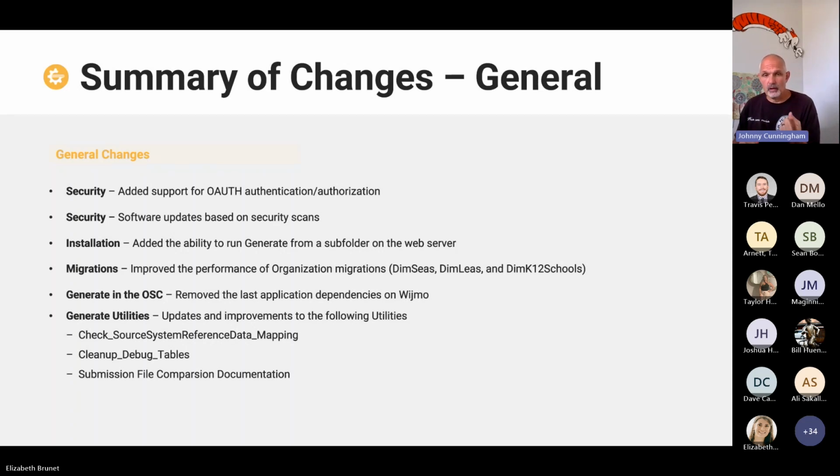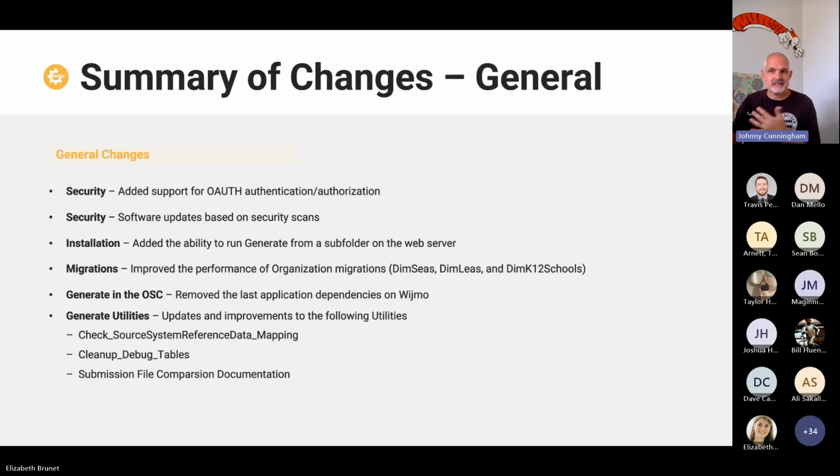So one, we added support for OAuth authentication authorization. You can see there's a document, and I'm going to show that in a second. We're going to do a quick little GitBook section, and I'll show you that as part of that. But we added support for that. So if that's something you'd like to leverage, we now have that. There's a document that explains the configuration changes.